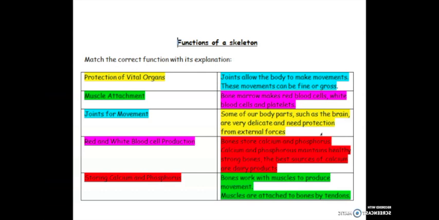Then we've got joints for movement. So the joints allow the body to make movements. These movements can be fine, like we said, holding a javelin, or gross movements, or a larger movement like throwing the javelin. Number 4, red and white blood cell production.